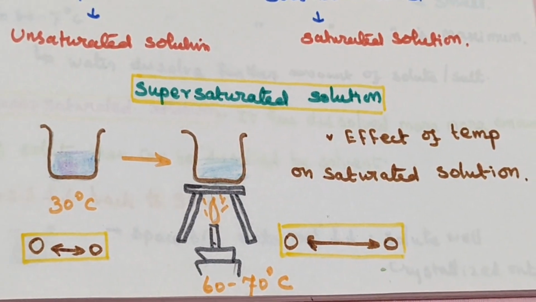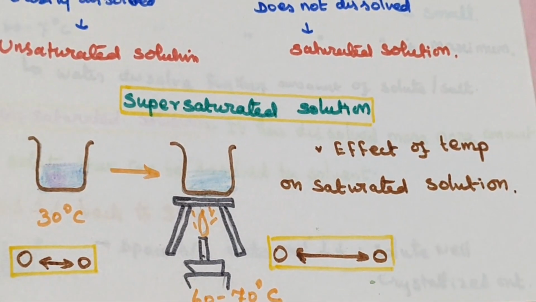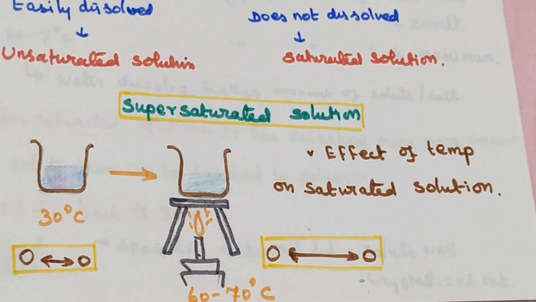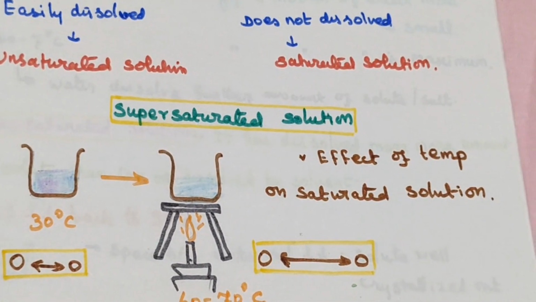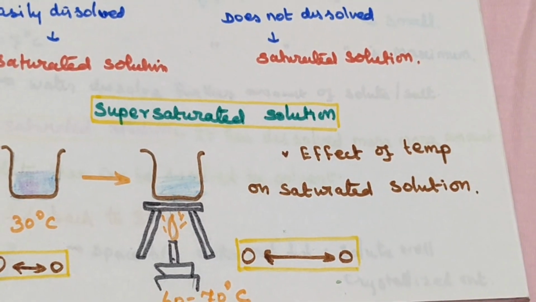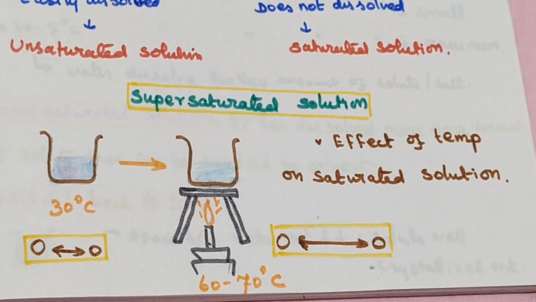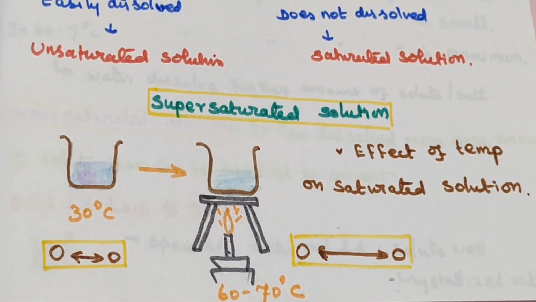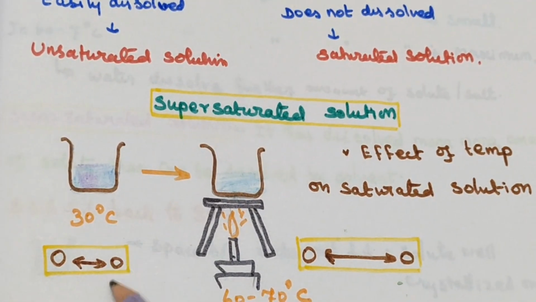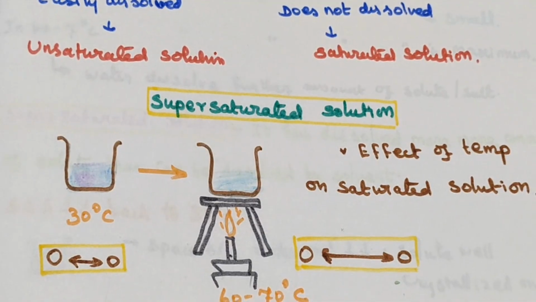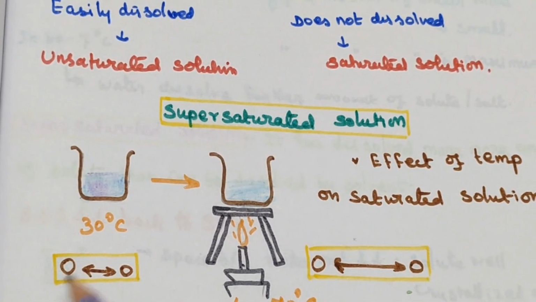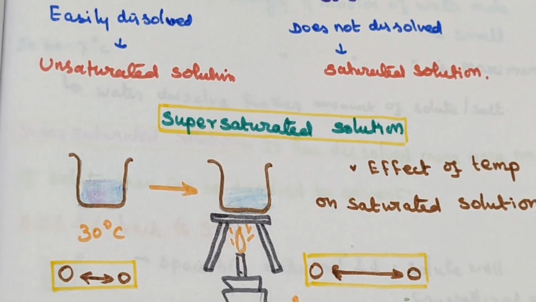Now what is a supersaturated solution? That concept we must learn first: the effect of temperature on a saturated solution. Consider a saturated solution of sugar and water at 30 degrees, where we can see undissolved sugar molecules settle down at the bottom.